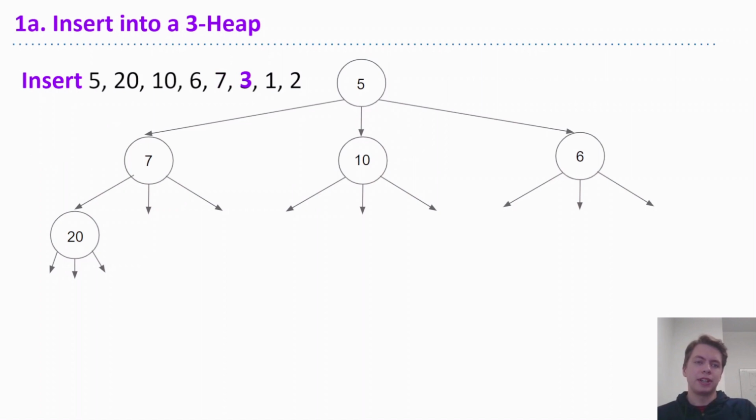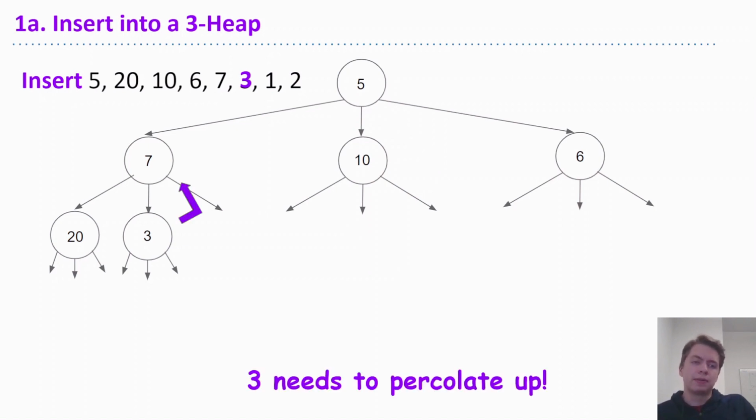Now we want to insert 3. And once again, our ordering is violated because 7 is not less than 3. So we have to percolate up and flip the values of these two nodes. And now we notice that our heap ordering is still not restored because 5 is not less than 3. So we need to percolate up one more time and flip the values of these two nodes.